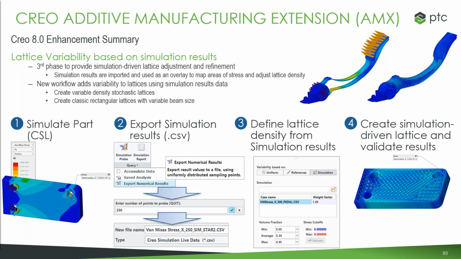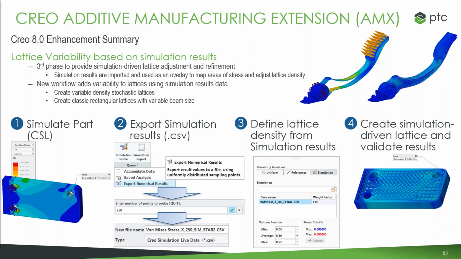Inside Creo 8, with the lattice, one of the big things is the ability to define lattice variability based on simulation results. Previously we had the ability to define variability based on just geometric references, manually typing that in. But now we're looking at this as being design driven or requirements driven. So the idea is that we can take our part and run a simulation on that part. That could be in CSL or Creo Simulate. If it's CSL, we export the results out, and then we can use those results to define the density of our lattice as we build it.